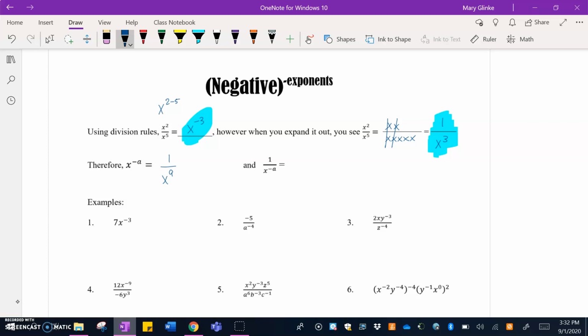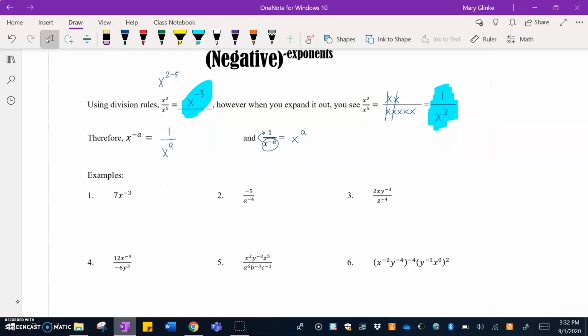Sometimes we have a negative exponent in the denominator. We have to move it from the denominator up to the numerator. And now when we move it, it's going to become a positive exponent. So that becomes x to the a. So let's try a couple of these together.